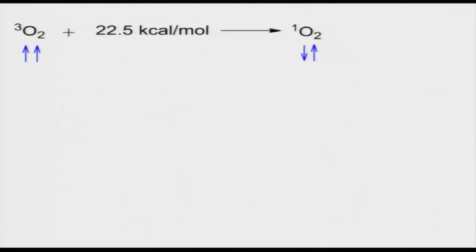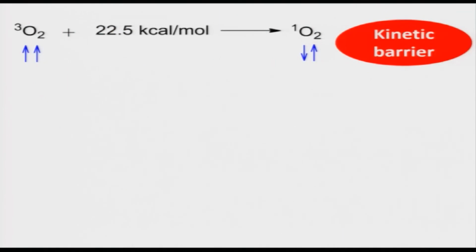Okay. So, this is a kinetic barrier. If you give 22.5 kcal per mole energy to the triplet oxygen, then triplet converts to singlet and then there is no problem. The singlet oxygen can react with any organic molecule and it is spin allowed. However, there is a barrier, we call it a kinetic barrier. They have to overcome this energy to reach the singlet and then this oxygen is highly reactive.